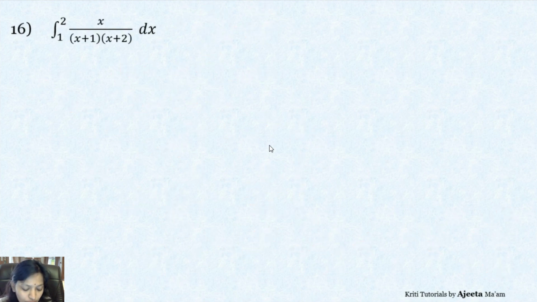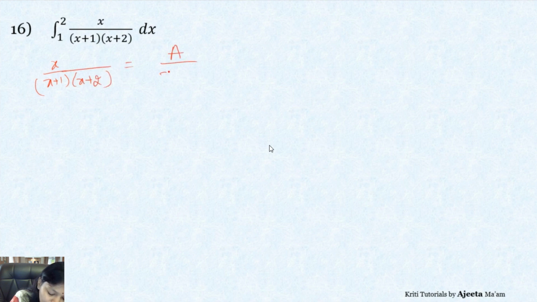So what we get? Integral from 1 to 2 of x upon (x plus 1)(x plus 2). Now let's do it by partial fraction. So now let's make the partial fraction of x upon (x plus 1)(x plus 2). So what will you get now? Now we will separate it out: a upon x plus 1 plus b upon x plus 2. Right? So we can write it as a(x plus 2)... we'll just take the LCM.